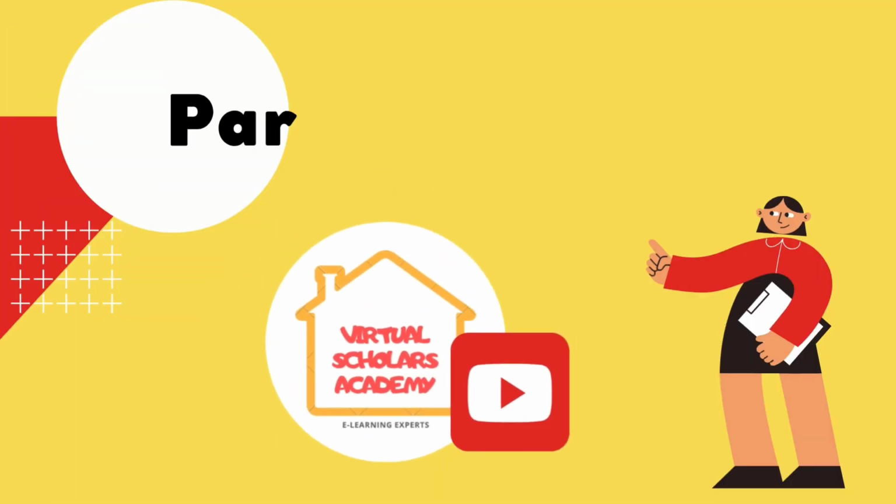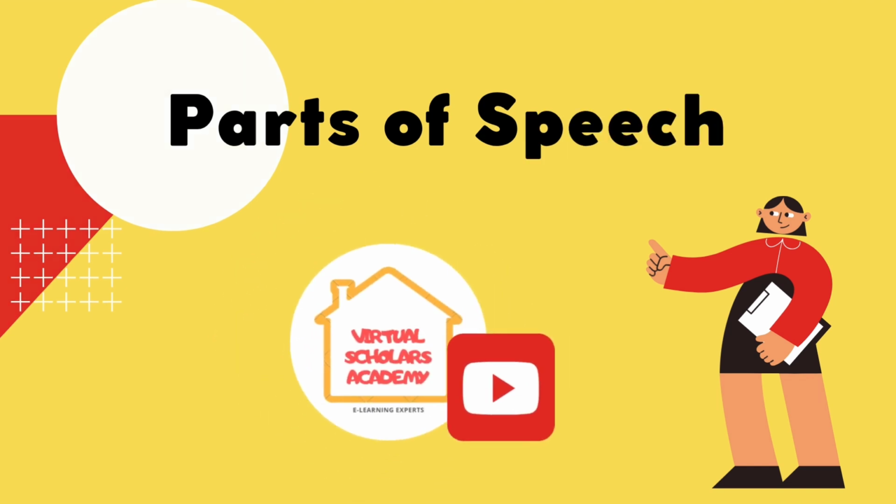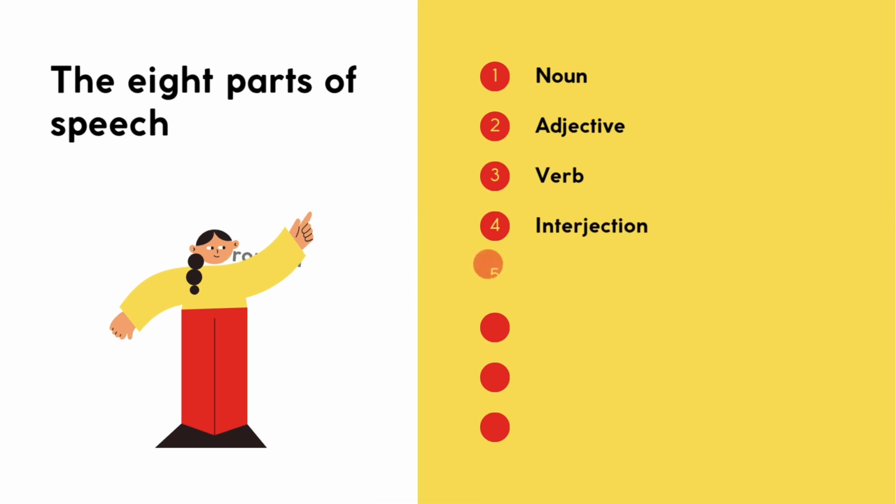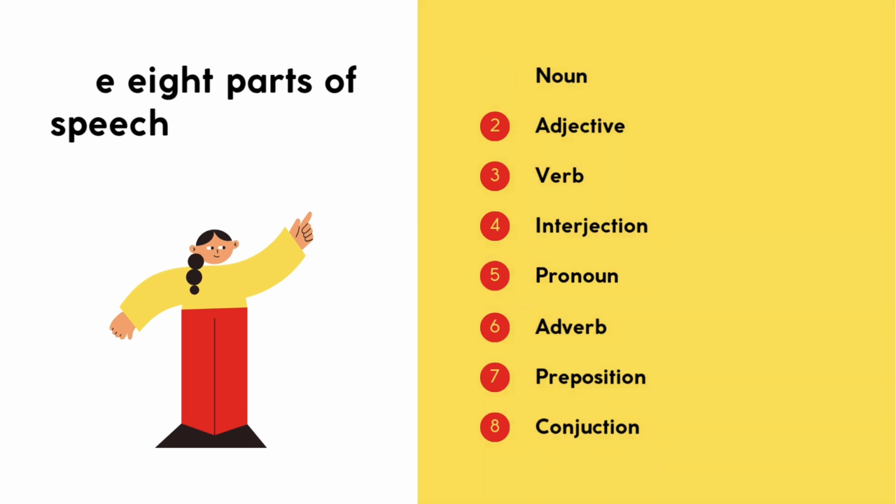Today we're going to be looking at the parts of speech. In the English language we have 8 parts of speech and they are noun, adjective, verb, interjection, pronoun, adverb, preposition, and conjunction. We're going to look at each of these parts of speech one at a time.